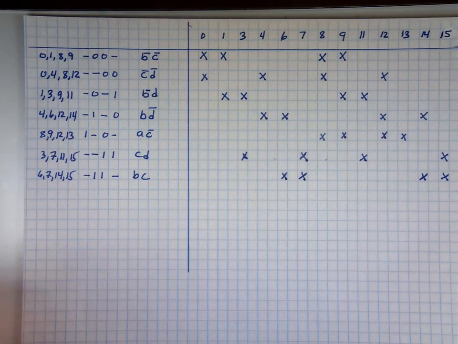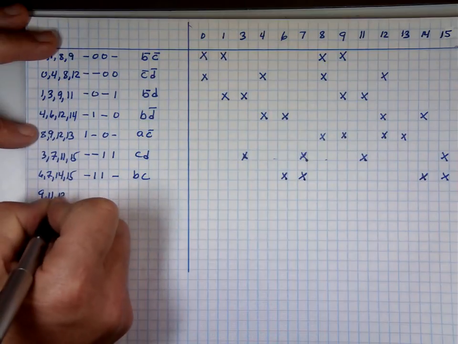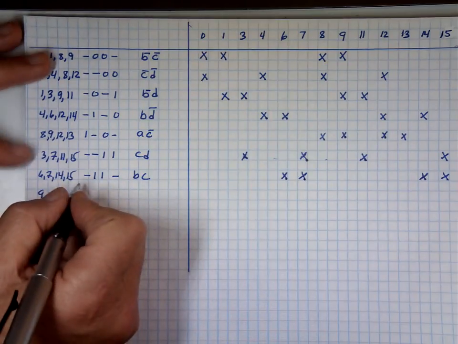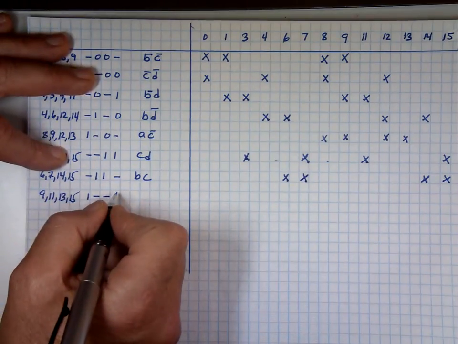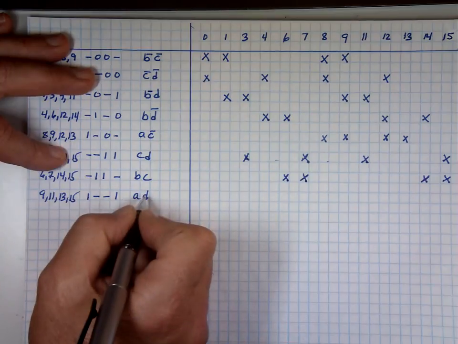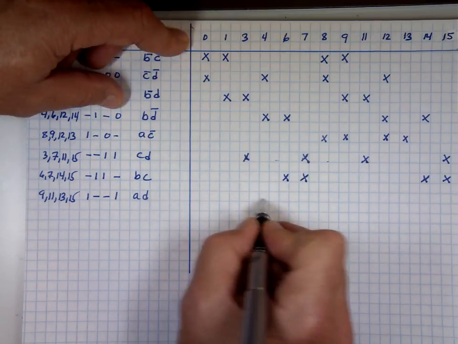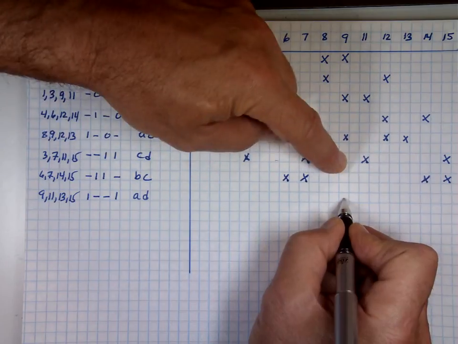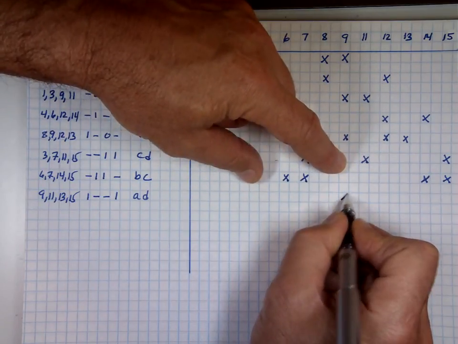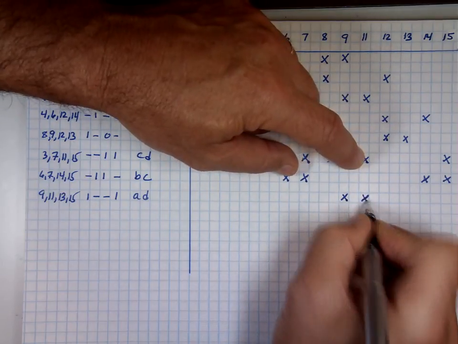Two more. 9, 11, 13, 15. 1, dash, dash, 1. That's A and D. Cell 9, 11, 13, and 15.